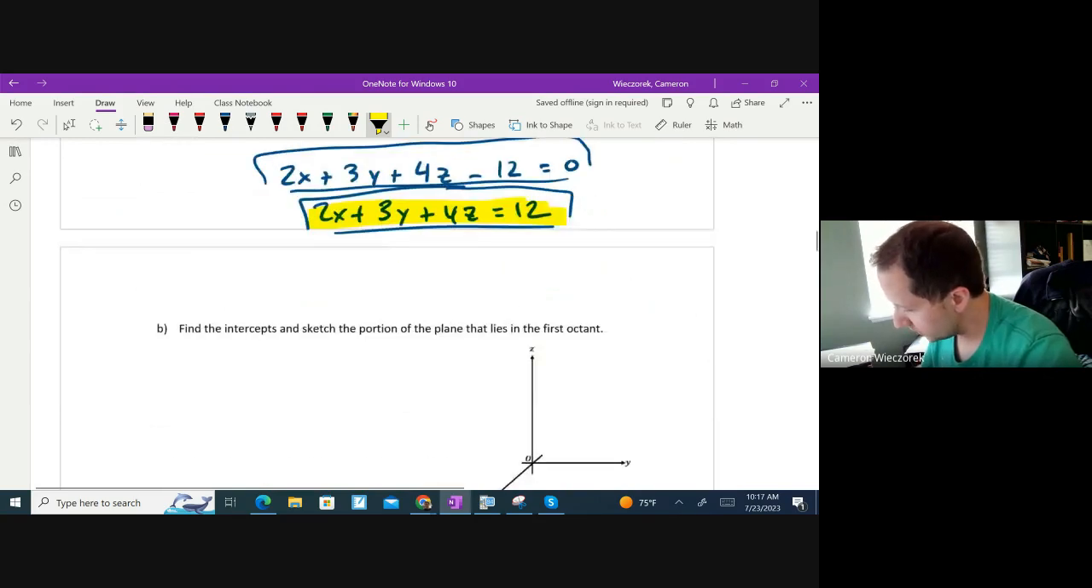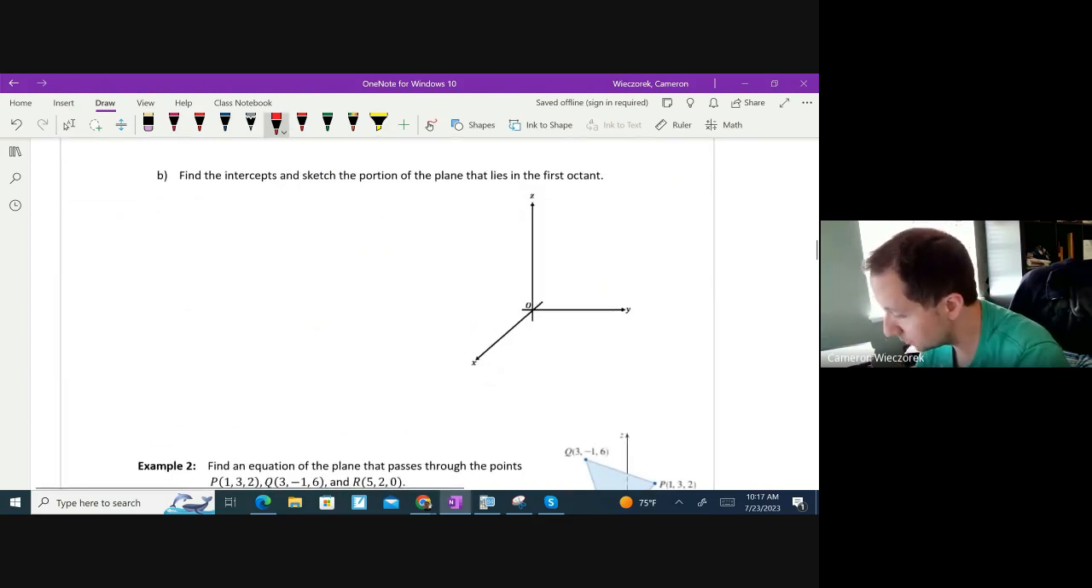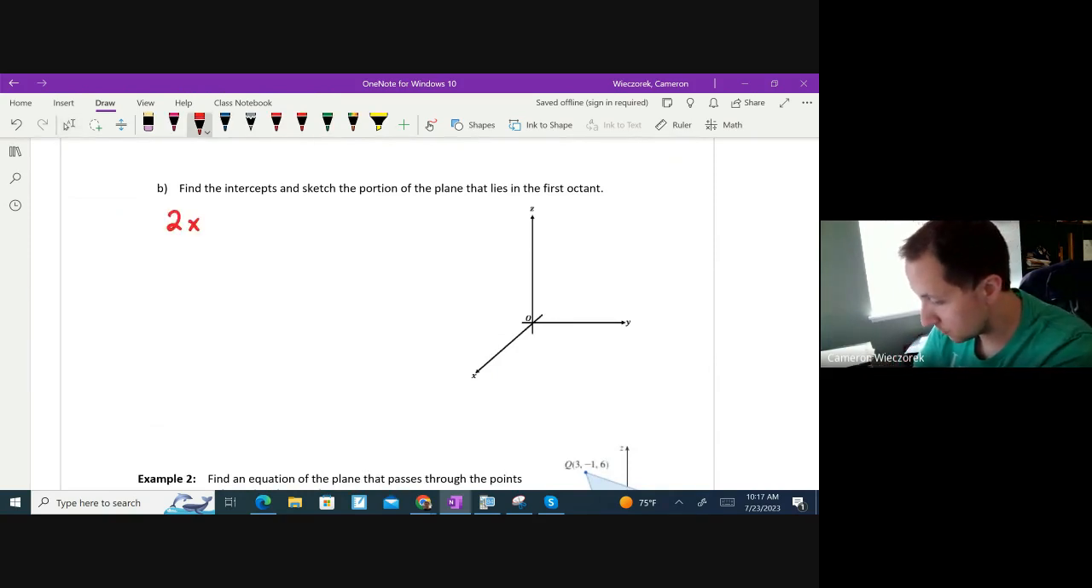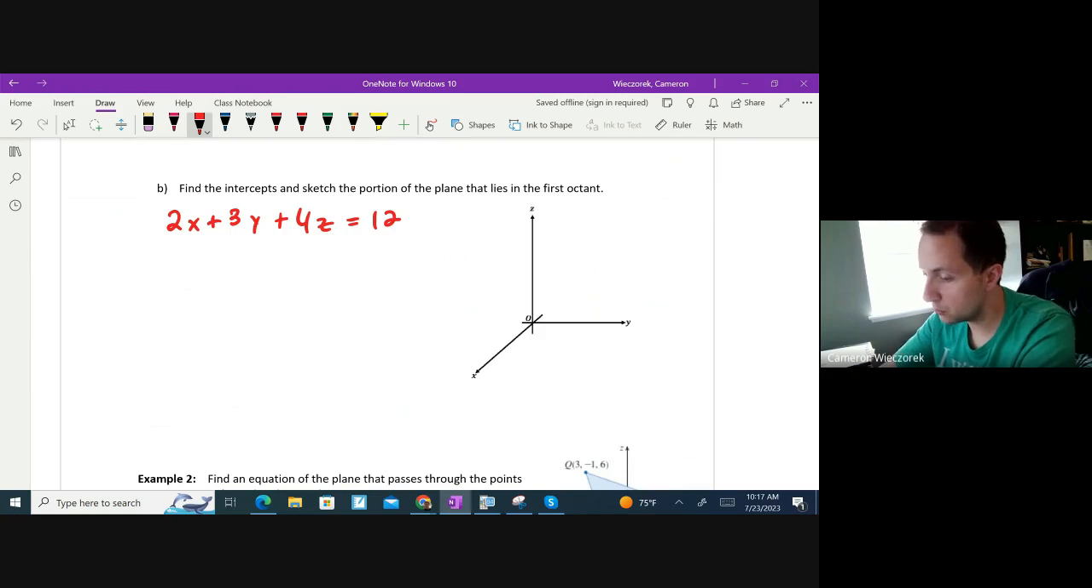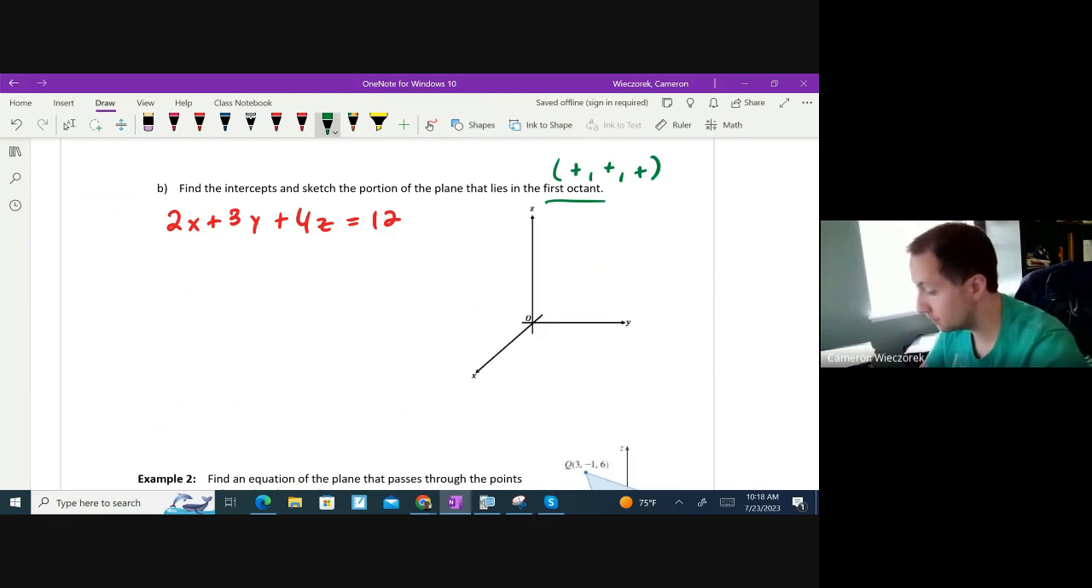Let's do one graphing example. Find the intercepts and sketch the portion of the plane that lies in the first octant. This is still related to the last example we just did. So let me just rewrite the equation of the plane we just found. It was 2x plus 3y plus 4z equals 12. That was our plane. We want to sketch the portion of the plane that lies in the first octant. So remember, that means x, y, and z are all positive.